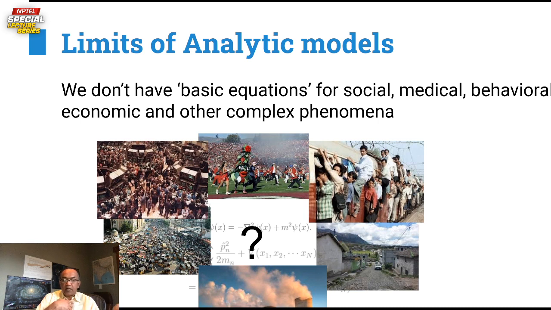You can see there are 20 models floating around. There's one from the University of Washington, there's one from Oxford, there's one from here. They're off by factors of 10. What happens in that kind of traffic jam that we see? What happens if you have people hanging onto a train like that? What happens in the stock market? All of these things are complex interactions of social, behavioral, medical, and economic factors, and we don't have the basic equations for these kinds of phenomena.